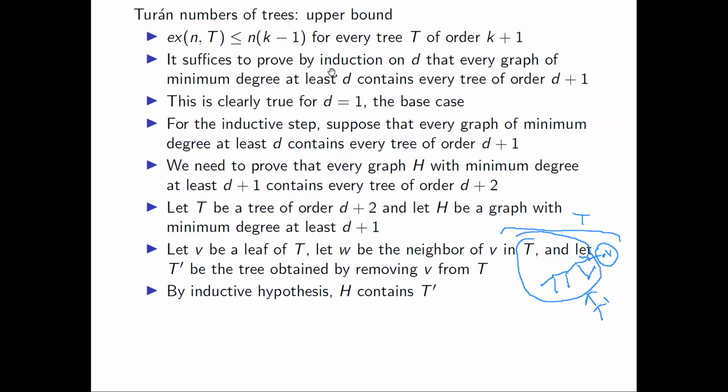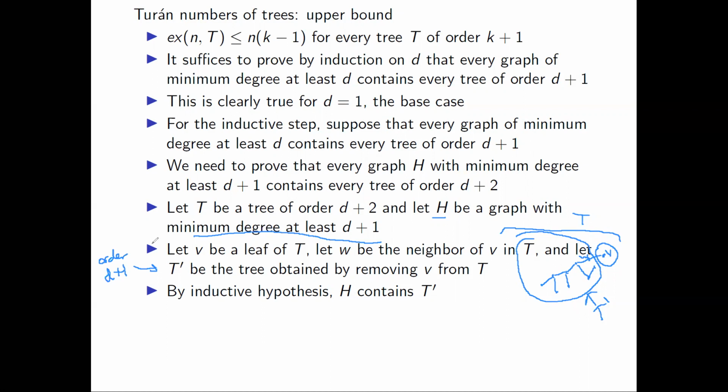Now we can use the inductive hypothesis here. We can see that H is a graph with minimum degree at least D plus 1. And T prime right here has order equal to the order of T minus 1. T had order D plus 2, so T prime has order D plus 1.